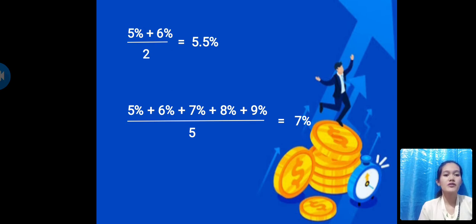And when it comes to the 5-year bond, it would be 5% plus 6% plus 7% plus 8% plus 9%, divided by 5, since it is a 5-year period, which is equal to 7%.